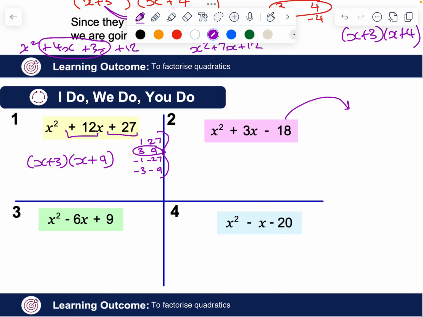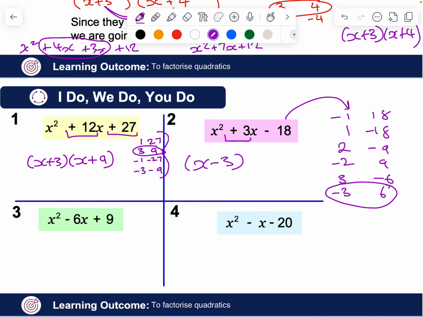Right, the next one, because it's a negative number, that means you could have like negative 1, positive 18, because when 1's a negative, it makes a positive number. Then, 1 and negative 18, you've got 2, negative 9, negative 2, 9, then you've got 3, negative 6, and then negative 3, positive 6. This time when you add them together, it's going to make a positive 6. That means my positive number should be bigger than my negative. So what has a difference of 3? It is this one. So x minus 3, x plus 6.